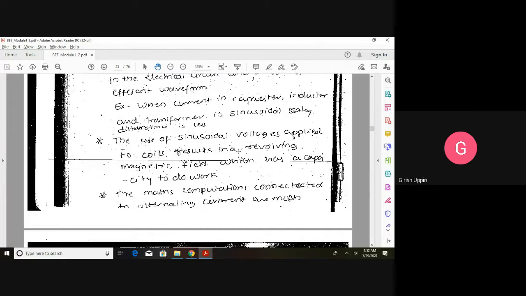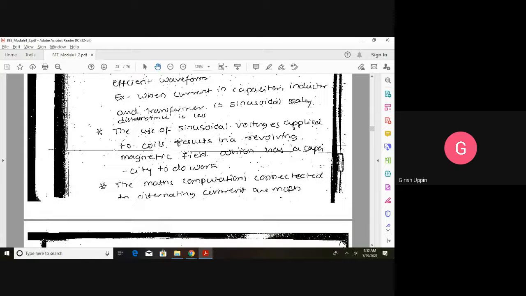The use of a sinusoidal voltage applied to a coil results in a revolving magnetic field which has the capacity to do work. If you remember, whenever we apply a three-phase voltage to the three-phase coil, it will create a rotating magnetic field. That is the advantage of the sinusoidal waveform, and that is also one important question which we will see in the later part of our revision classes.